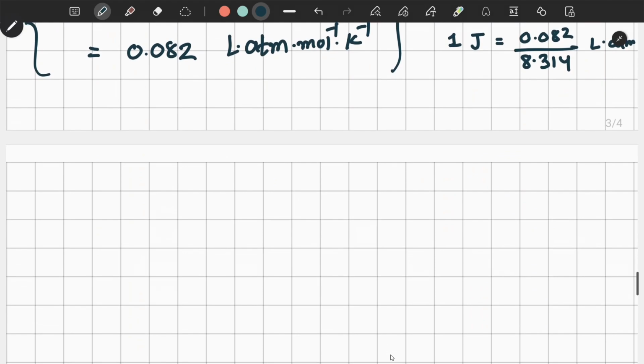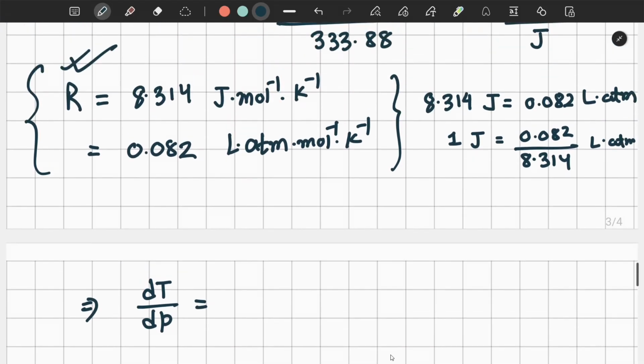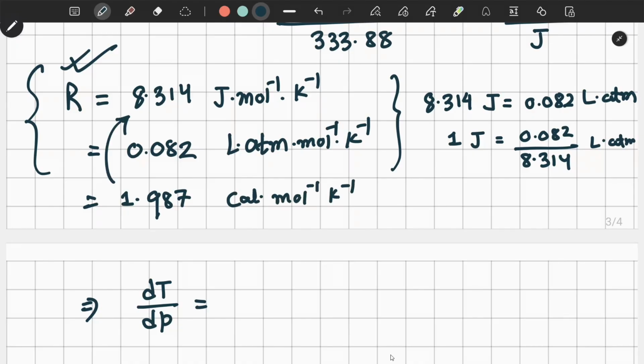This is a very nice trick. Oh, you did not know this? No. Okay, because always there are Newton, Pascal, bar, atm, and this is very complicated. It's better to remember this, and also the other one, 1.987, calorie mole inverse Kelvin inverse. This is easy because you know the relation 4.2.